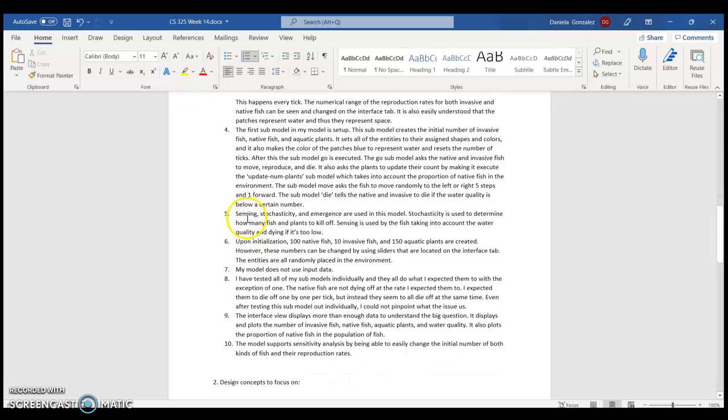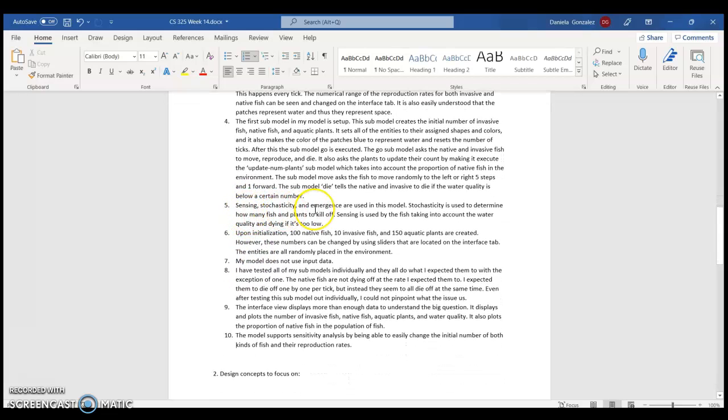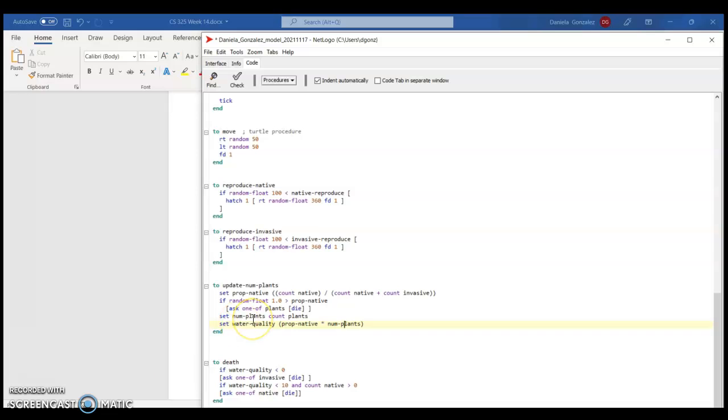The biggest things in my model are sensing, stochasticity, and emergence. Stochasticity is used by determining how we kill off the plants. So as you can see right here, if random-float is less than 1, then the proportion of native fish, one of them will die. It's also used in our reproduction functions for both fish. So if the random-float 100 is less than the invasive reproduction rate, then we're going to either hatch an invasive or a native. Same thing for both of those. So that's how stochasticity is used in my model.